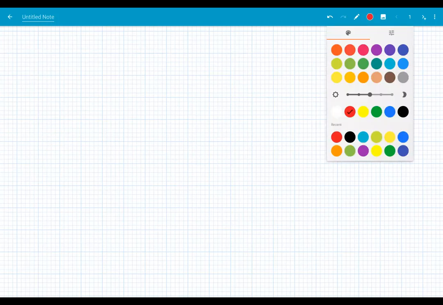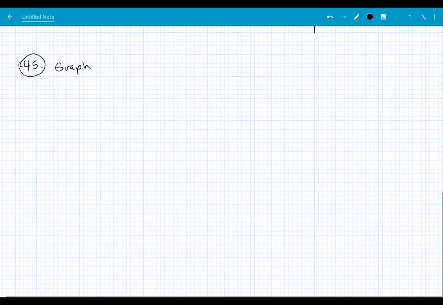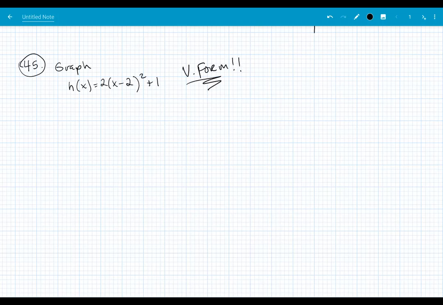The next problem here, number 45, it's asking us to graph. Oh, look, a vertex form. This is easy. Well, at least easy in terms of the amount of work we have to do. So I'll rephrase, it's much less. So we have to graph h of x is equal to 2 times x minus 2 squared plus 1. So notice it's in vertex form already. Okay, so we don't have to change forms here. We can graph this guy right out.